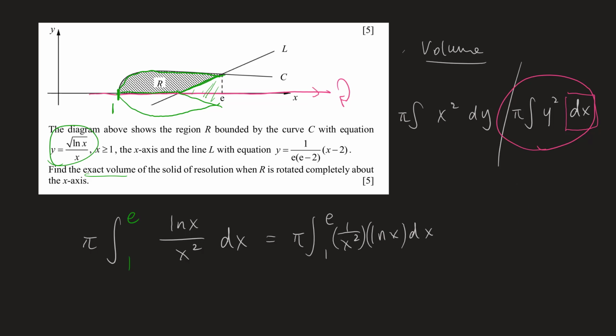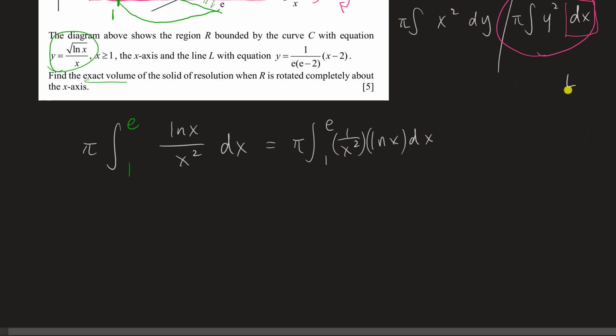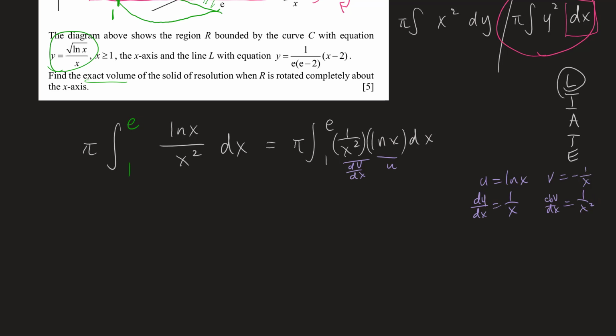Doing this by parts, one of these is your u, one of these is your dv dx. So according to LIATE, I should always use logarithm as the u. In this case, this is your u, this is your dv dx. If your u is ln x, your du dx would therefore be 1 over x. And if this is your dv dx, to find v, it's just integrating this, which would give us, this is x to the power of -2, so integrating it will give you -1 over x. Put this in place, you will get this.